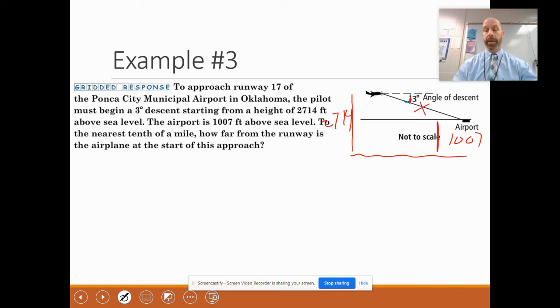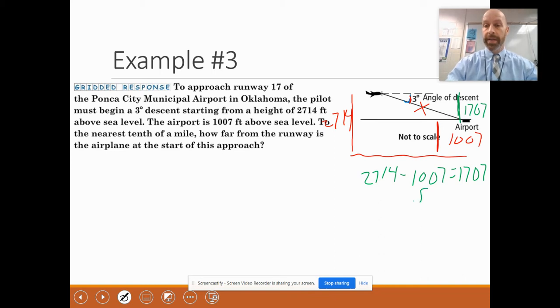Okay? Now, here's the thing. This one's a little tricky because they've told us that the total from sea level, the plane is 2714 feet, and the airport is above sea level by 1,007. So it turns out that this distance right here is going to be 2714 minus 1,007, which is 1707. So this is 1707 feet. And by the way, I should note this is in feet, okay?